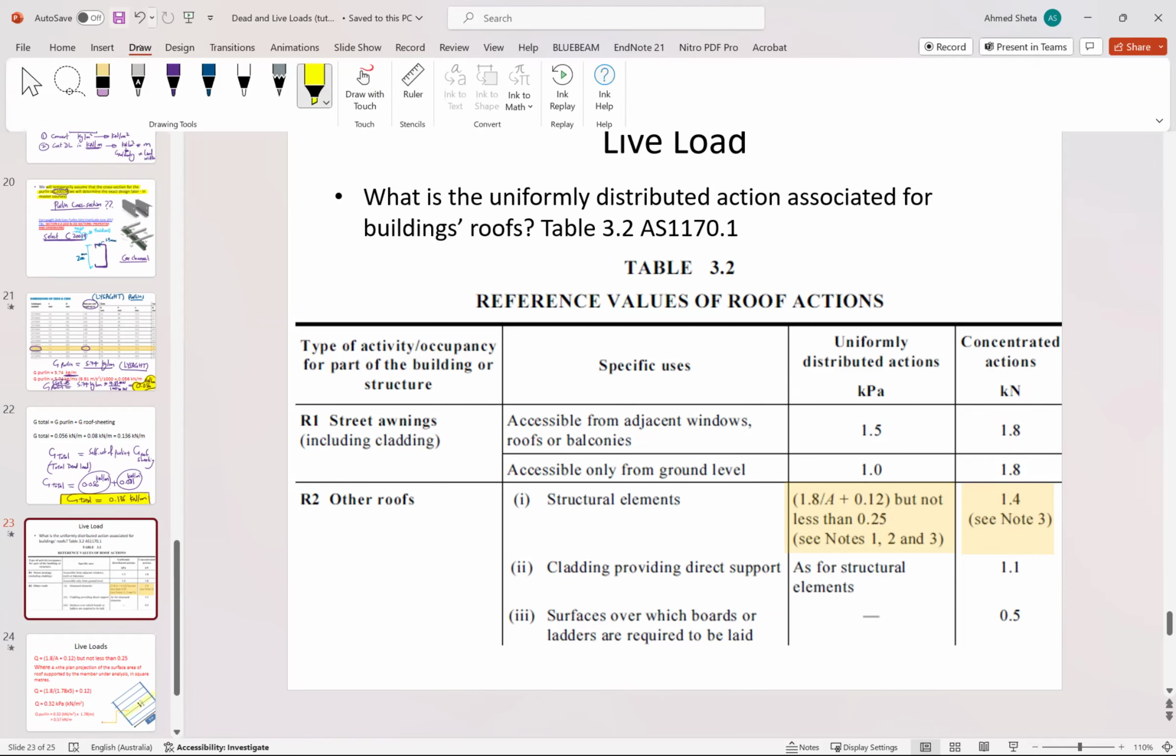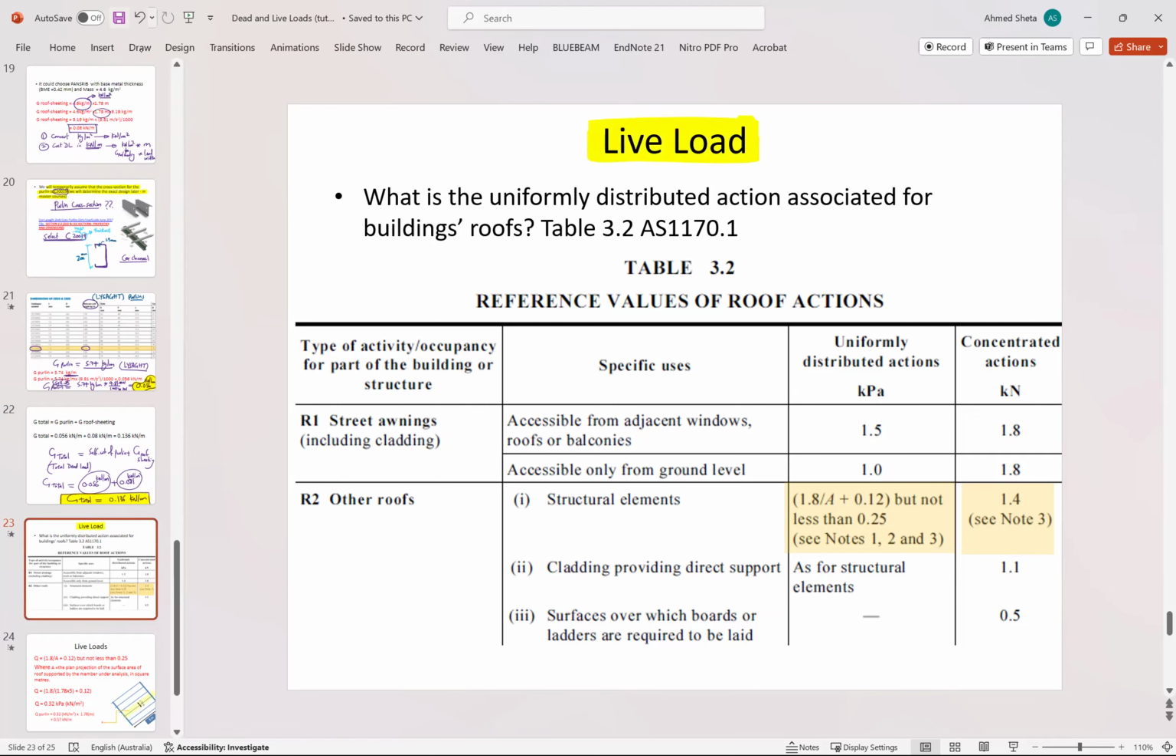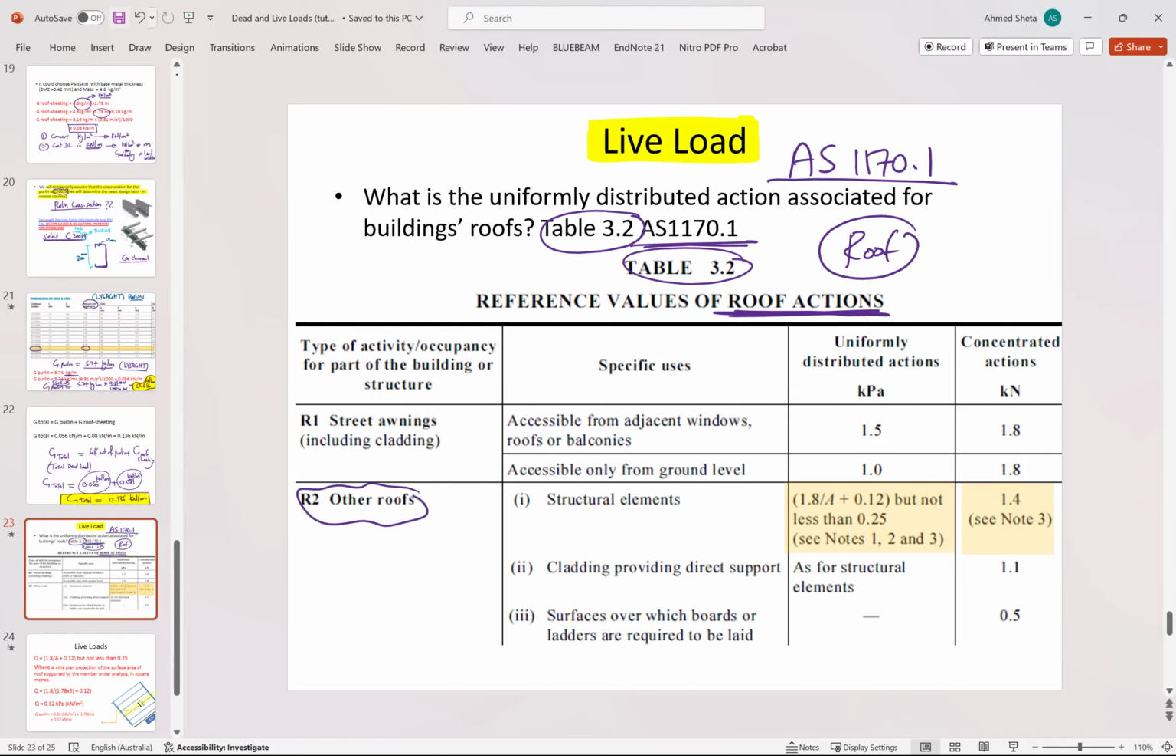So if we look here for the live load, the live load will be obtained from the standard AS 1170.1, here from table 3.2. Why table 3.2? Because table 3.2 is for the roof action. We are designing a roof. That's why we are looking for roof. Which roof do we have? We have other roof because this roof is not street awnings and it is an inaccessible roof. Because it is not an accessible roof, the live load is the minimum live load, just for somebody, for example, for maintenance or removing the rainwater, and so on.